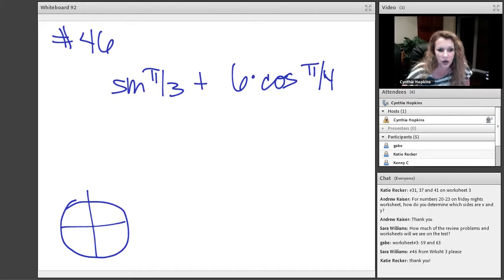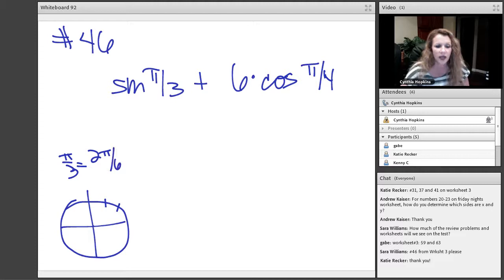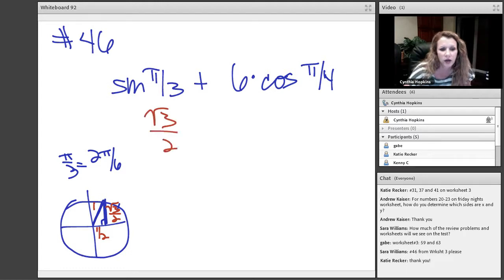But if you need to draw it, I'm going to go 2 increments of pi over 6 because pi over 3 is equivalent to 2 pi over 6. And since I know pi over 6 is 30 degrees, then I'm doing 2 increments. Okay, so here's my terminal side. When I draw perpendicular to the x-axis, I have a 30, 60, 90, where if this is 1, then this is rad 3 over 2. This is 1/2, but I really don't need to write that because I know I want the sine of pi over 3. And so it's rad 3 over 2.